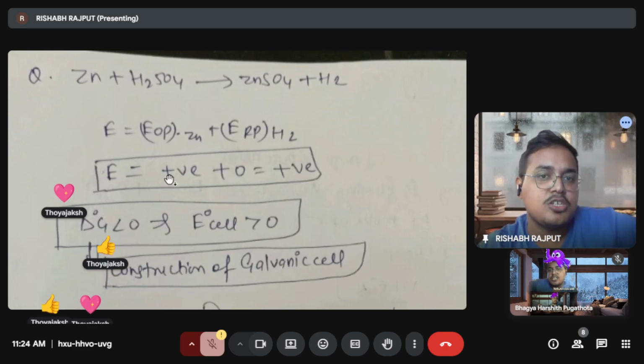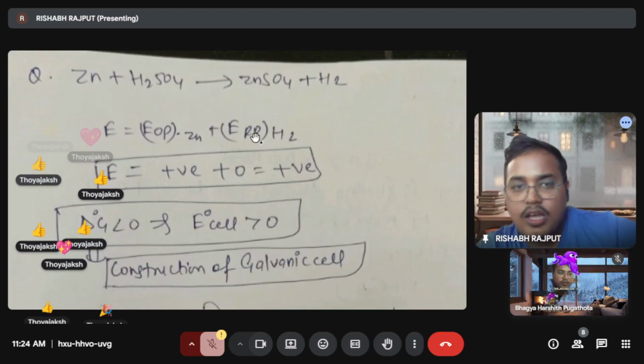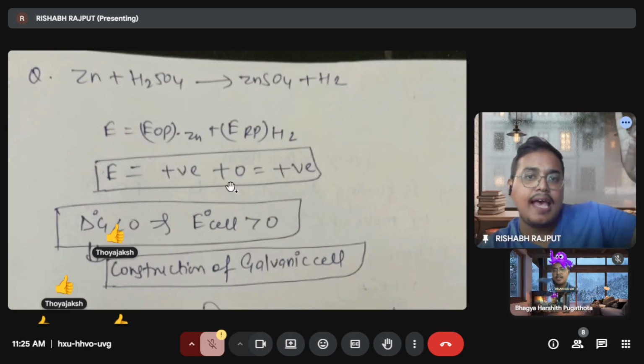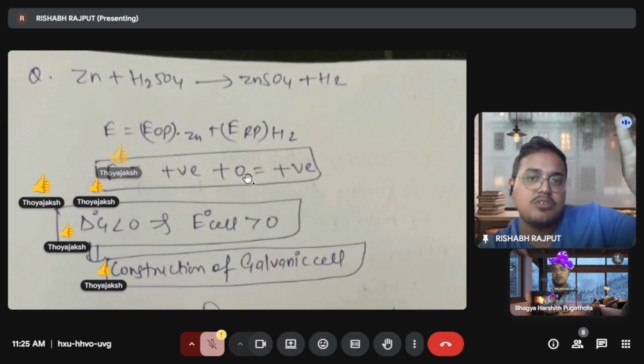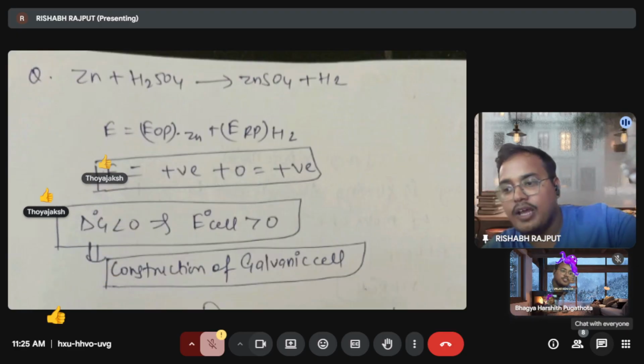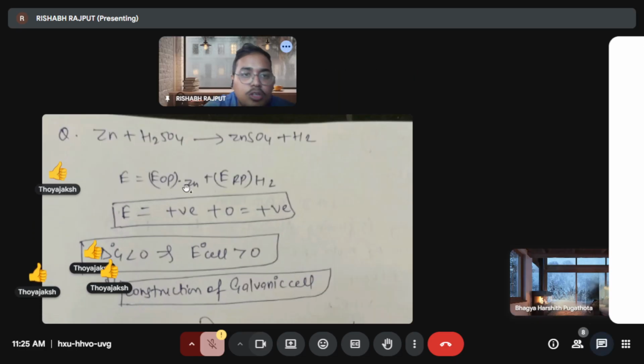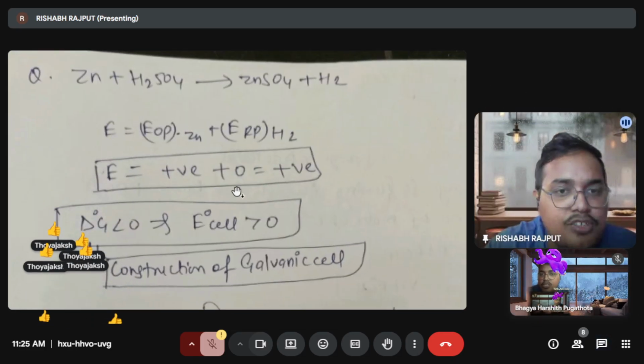So that is why zinc is positive. And everyone knows that the reduction potential value for hydrogen is 0. Guys, the SRP value and SOP value for hydrogen is 0. Scientists take the 0 value. So that is why your ERP value becomes 0. So now you can see EOP of zinc becomes positive and this becomes 0.